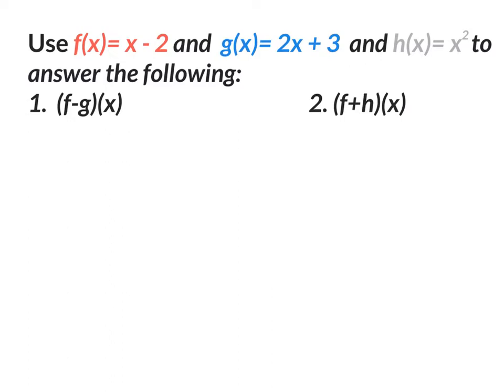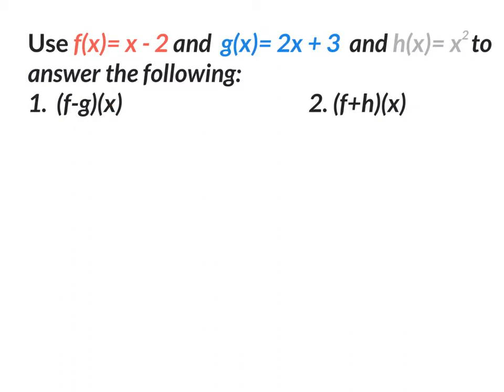F of x is in red, it's x minus 2. G of x is in blue, it's 2x plus 3. H of x is gray, which is simply x squared. And we're going to use these three different functions to answer the following, okay? So we first need to begin by understanding the notation f minus g of x.